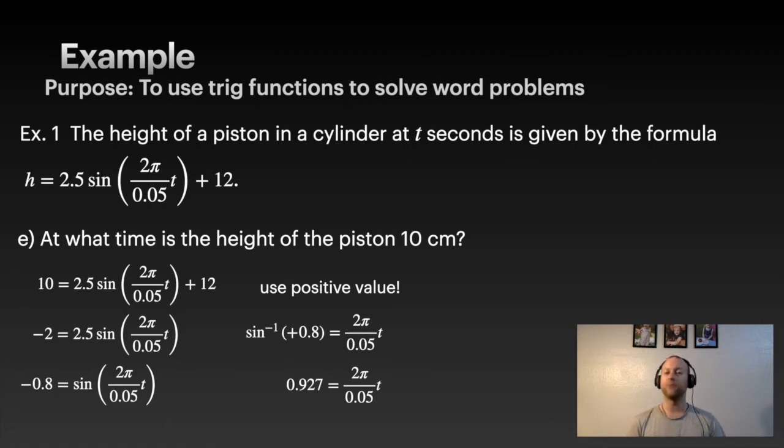This is again the reference. I want to know specifically in what quadrant we're in. So sine being negative puts us into quadrant 3 and quadrant 4. Quadrant 3 is going to be our pi plus the reference point.